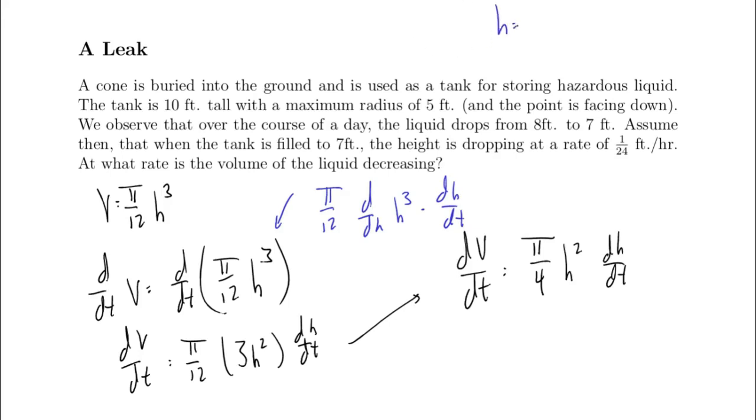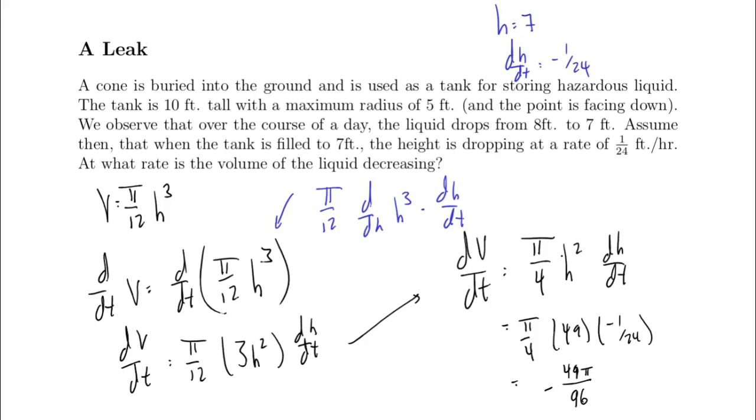And we have all of this information. We said our height was currently 7. dh over dt is negative 1/24, right? Let's go ahead and plug all this stuff in. We have pi over 4 times 49 times negative 1/24. All right, so let's go ahead and write this out. Negative 49 pi over 98. Is that right? 4 times 24. No, that's not right. 4 times 24 is 96. There we go. I can do arithmetic. Don't worry.